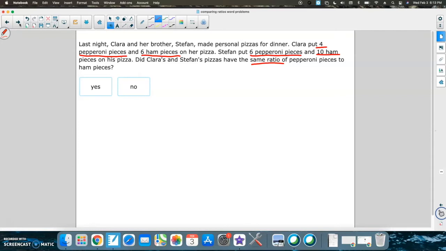All right, so we have Clara. So I put a C for Clara. Did you do that? And it is 4 pepperoni for 6 ham pieces. And we're finding out if they're the same, so we're finding out if they're equal. And then Stefan did 6 pepperoni for every 10 ham.